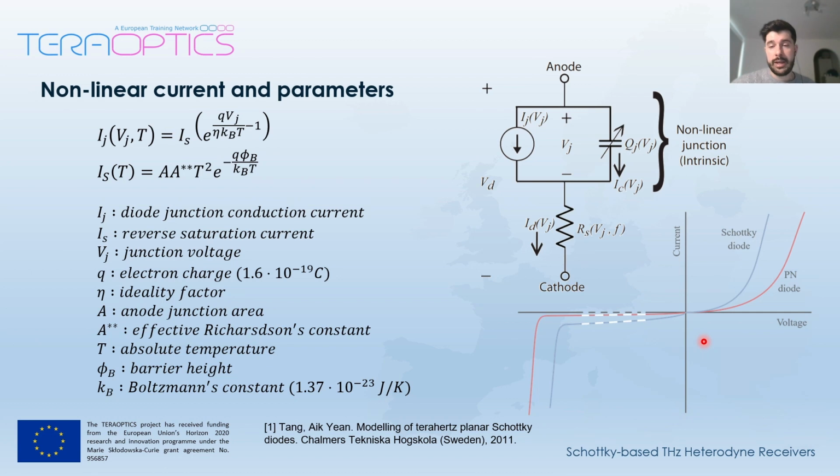And as you can see, they are both very similar. Both are exponential and dominated by thermionic emission. So you may wonder, why don't we use PN diodes for terahertz detection?